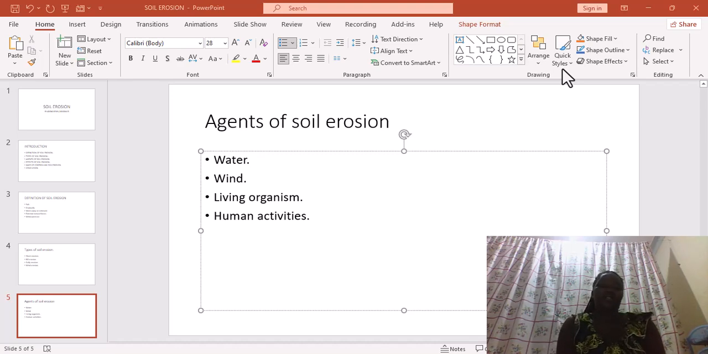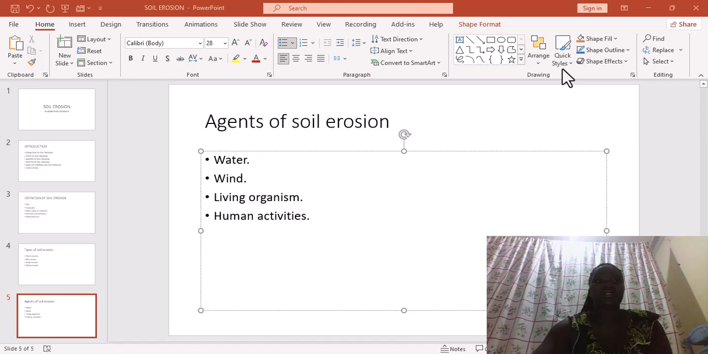The third one I'm having is living organisms. So under living organisms, we shall be talking about some living organisms like the earthworms. Those are what? The burrowing animals. So these burrowing animals contribute to soil erosion by destabilizing what? The soil structure. So you find out that when they destabilize the soil structure, it makes the soil particles loosen up. Thereby they end up being carried away by strong winds or even runoff water. Then the last one I will be talking about is human activities.